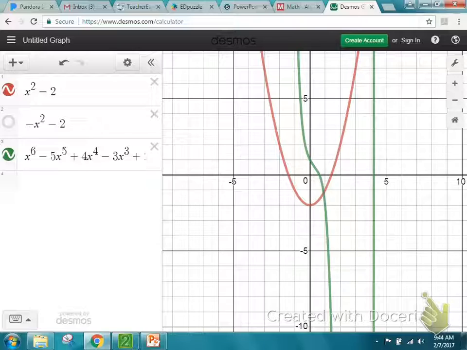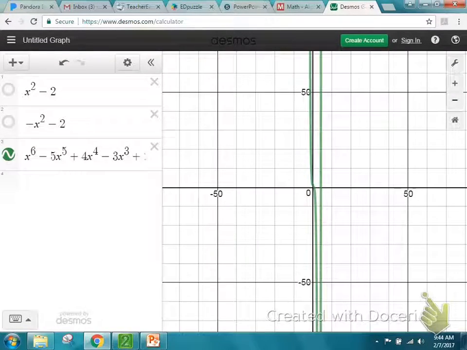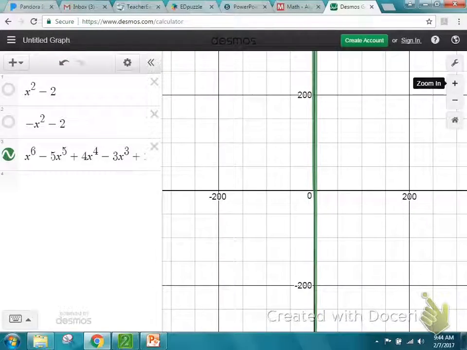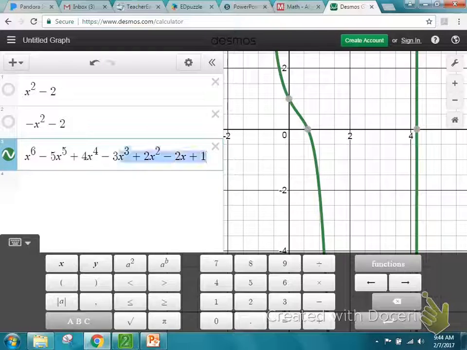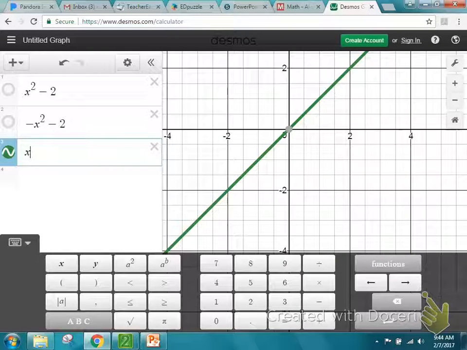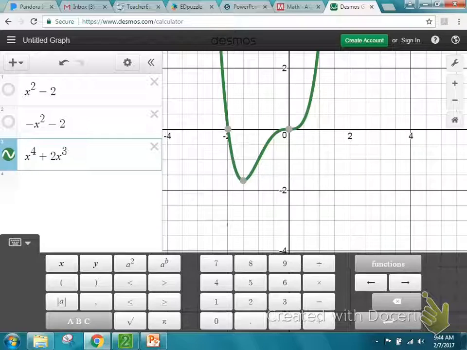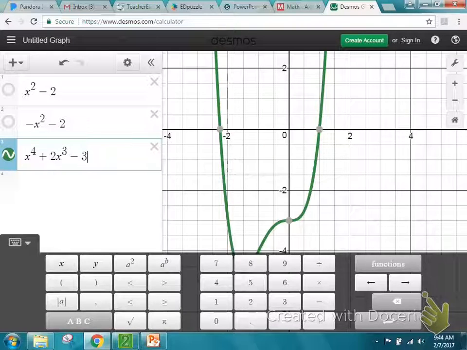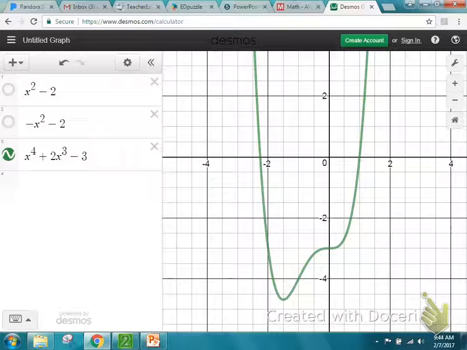I'm going to turn the red off for now so we can focus on the green, and I'm going to zoom out. Those of you watching the video, this is what's called live presentations. Let's make it x to the 4th plus 2x to the 3rd minus 3. Let's leave it like that. Still nutty, but there it is.